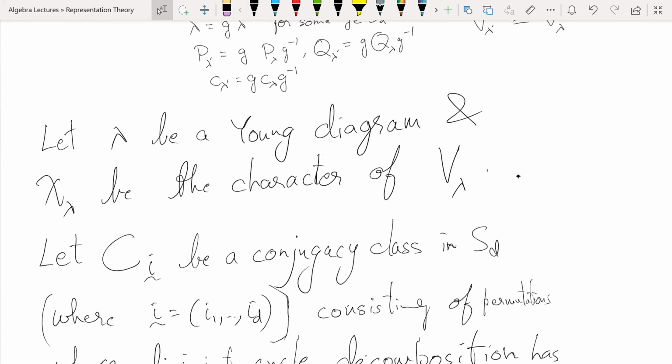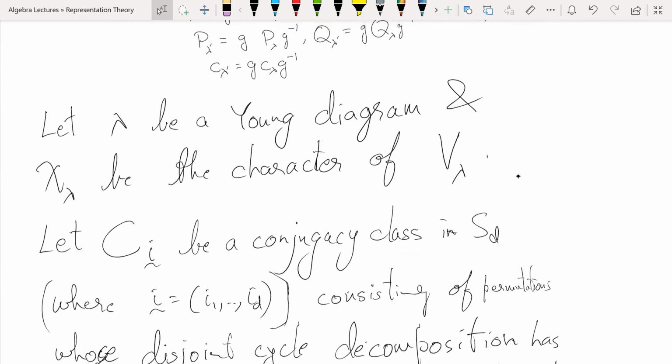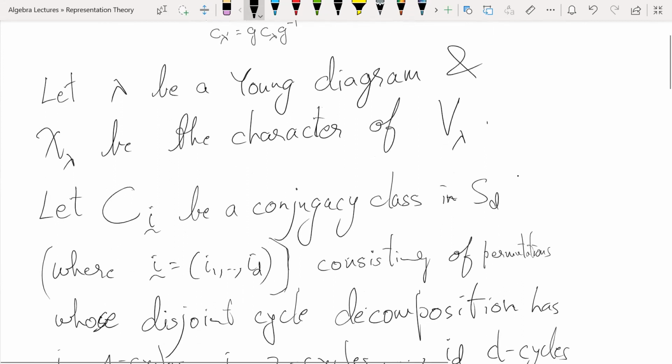Let lambda be a Young diagram and chi lambda be the character of V lambda. You want to compute chi lambda for every element of S_d. We know that chi lambda is a class function, so it is constant on all conjugacy classes. So let's figure out the value of chi lambda on a particular conjugacy class. How do conjugacy classes in S_d look? Basically, we look at the disjoint cycle decomposition, and I'll introduce some notation.